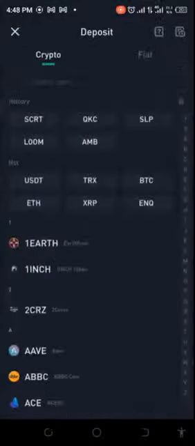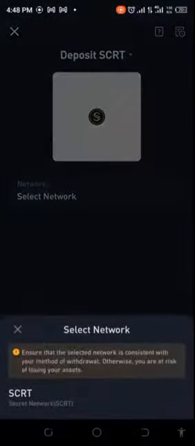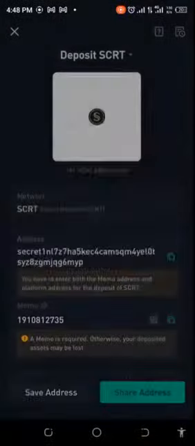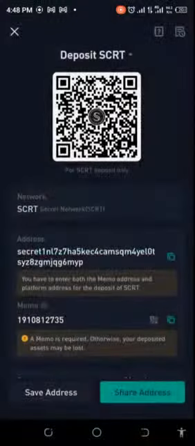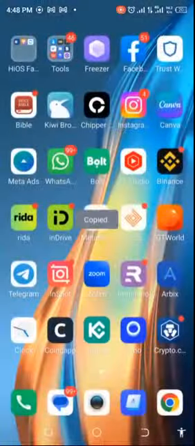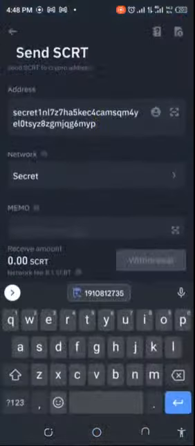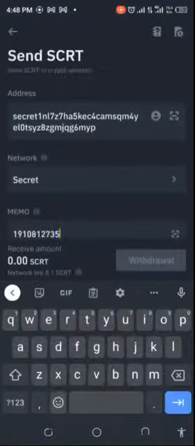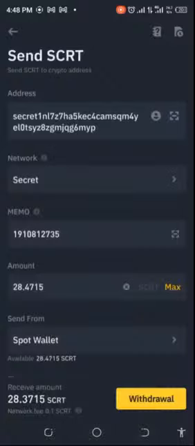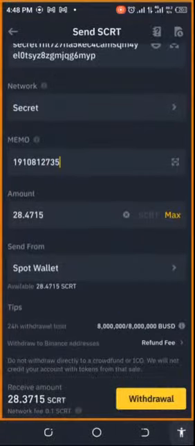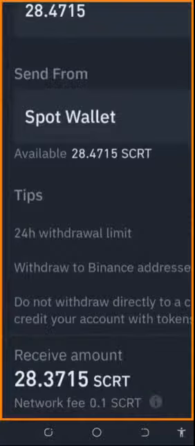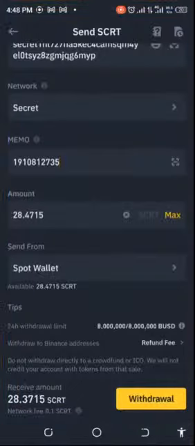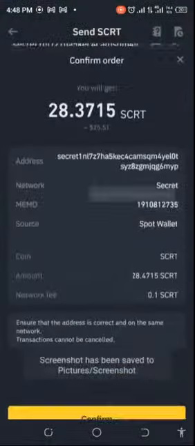Okay, we're supposed to deposit into, yeah, we need that place. Let's go back and go ahead and put the memo tag. Okay, so now we're gonna take up everything that we have here, and you can see we already have that. The transfer fee is 0.1 SCRT, which is like 8 cents, which is still on the safe side. It's okay. So we're just gonna go ahead and withdraw.